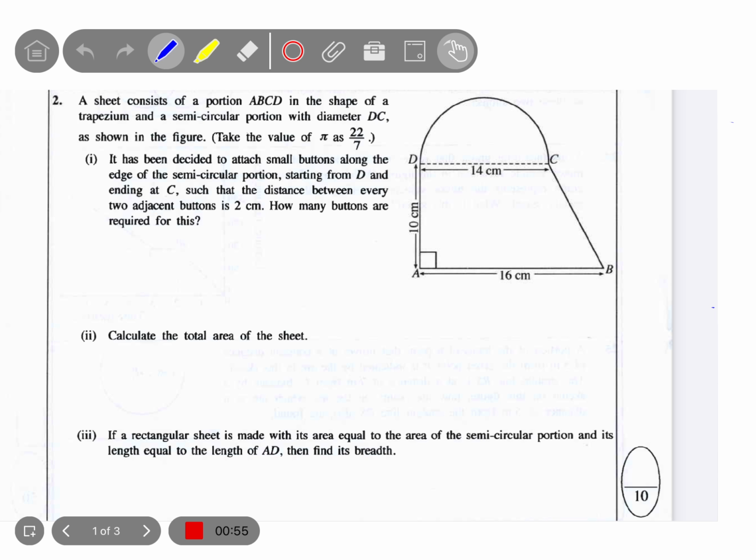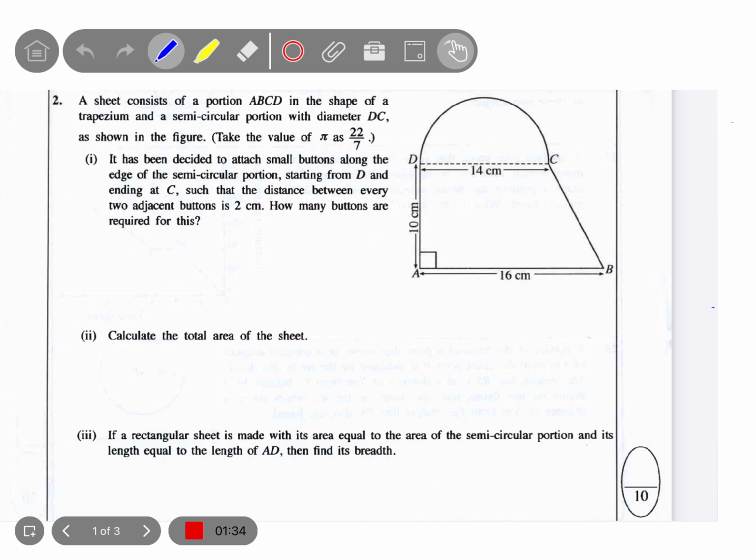Okay, this question says a sheet consists of a portion ABCD in the shape of a trapezium and a semicircular portion with diameter DC as shown in the figure. Take the value of pi as 22/7. The first part of the question is: it has been decided to attach small buttons along the edge of the semicircular portion starting from D and ending at C, such that the distance between every 2 adjacent buttons is 2 centimeters. How many buttons are required for this?